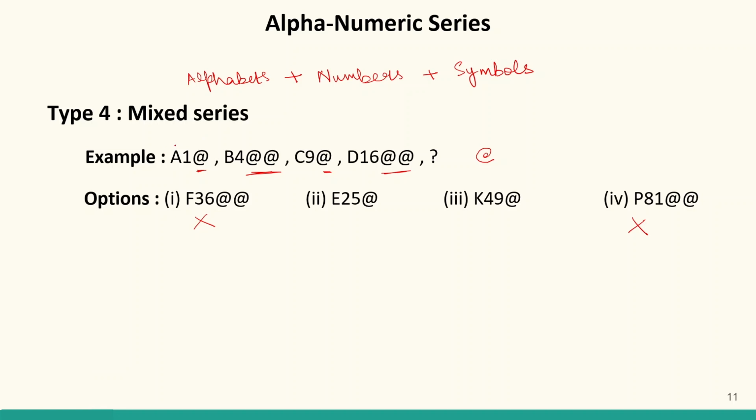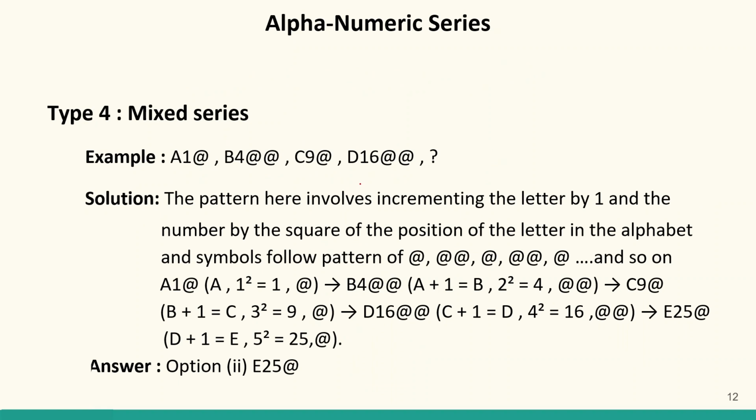Now let us see for alphabets. So we have A, then B, then C, then D. So simply this is a normal alphabetical order. So E will be the next alphabet. Now numbers are following a pattern of squares. Again, 1 square 1, 2 square 4, 3 square 9, 4 square 16. So 5 square is 25. So E 25 and only one symbol. This will be your answer, which is this. So this is the explanation you can go through.